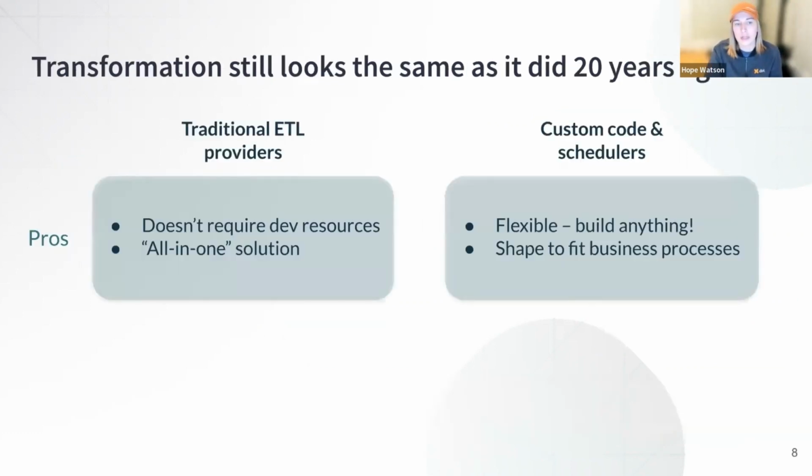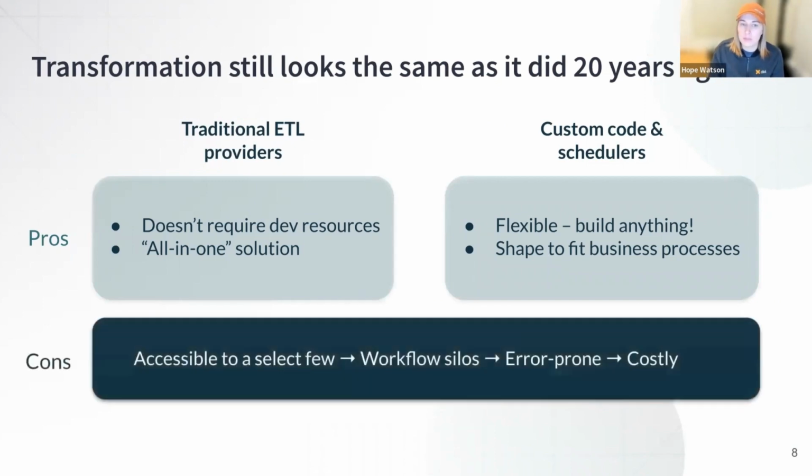So cloud warehousing changed, but transformation hadn't changed. It still looked the same as it did 20 years ago. So you had traditional ETL providers, and these are kind of these all-in-one tools, these really big tools that people would specialize in and get trained up on. And then you also had very specialized technical people creating custom code and schedulers.